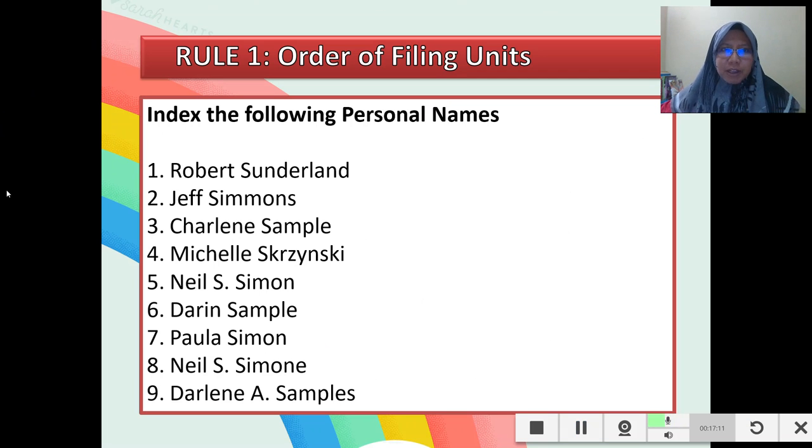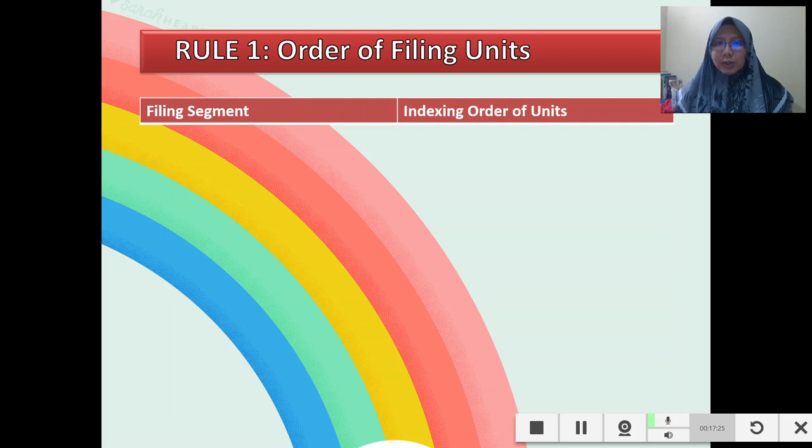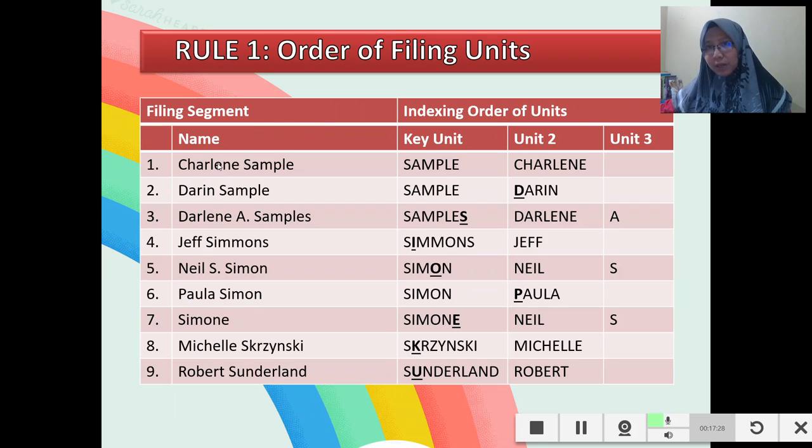Okay, so now I'm going back to the question. I have shown you how to convert this to determine the order of the filing units, and then convert into the table according to alphabetical order. So this is actually the answer that we have done before. This is the same answer. Again, you do not need to bold and underline, because this is just for your reference, to make sure, especially when you have the same key unit, and then you need to refer to the second unit.